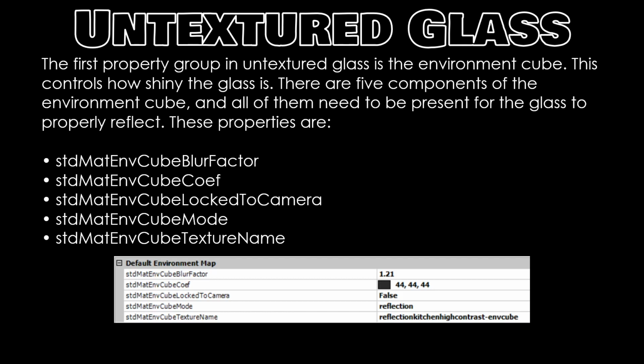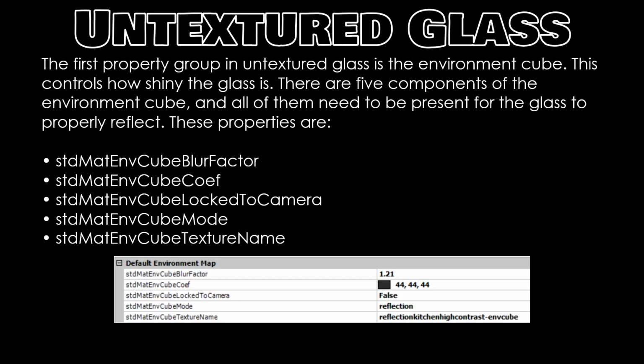Lock to camera, I don't really focus on it that much, and it's hard to explain. I linked Pixelhate's wonderful series called Exploring the TXMT in the workshop post. But basically, lock to camera is about how you perceive the environment cube around the glass: does it move with the camera or does it stay in one position? The environment cube mode, I think there are a couple of them, but in order to get the reflection the way that we would normally perceive it, that mode would need to be set to reflection.